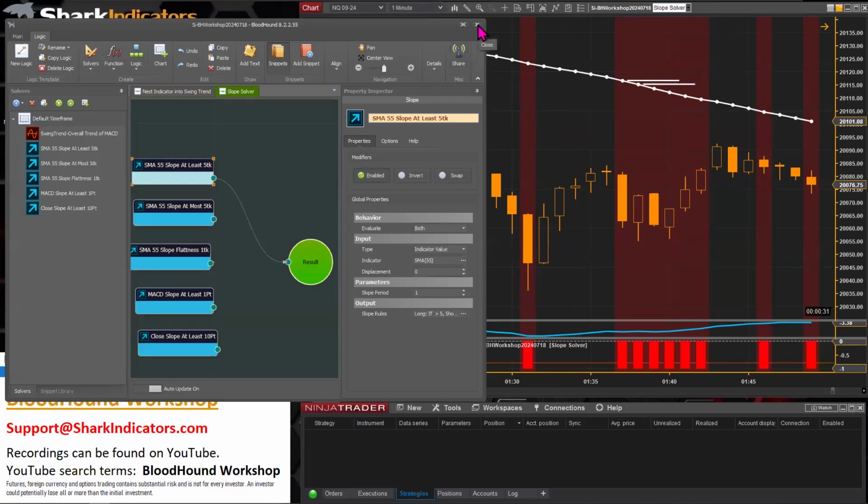All right. So with that, I believe that should conclude our tutorial on the slope solver. And it looks like Terry might have a follow-up question here.